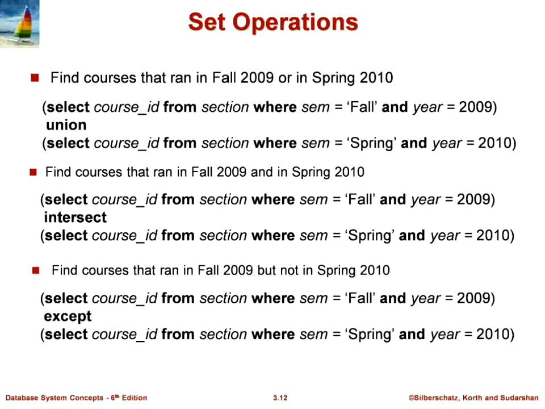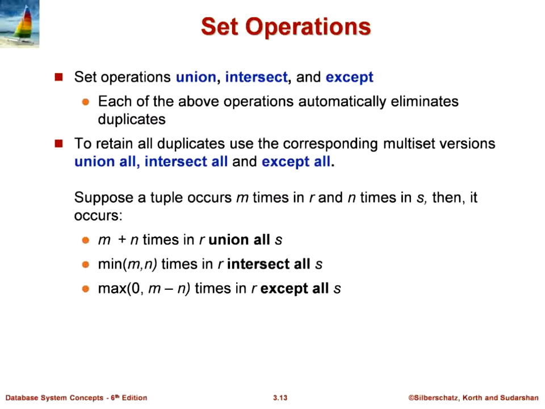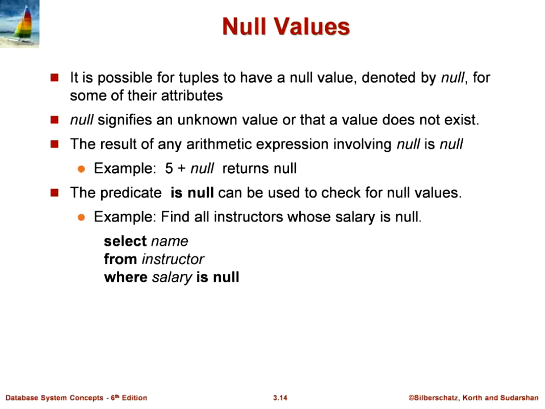Find the courses that ran in fall 2009 and in spring 2010, so you can use intersection to combine the results of both. And if you want to find the courses that ran in fall 2009 but not in spring 2010, you can use the except keyword. Set operations union, intersect, and except can be used, and to retain all duplicates, you can use the corresponding multi-set variants like union all, intersect all, or except all.